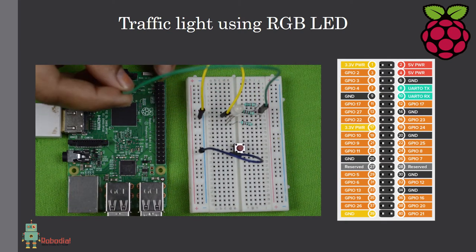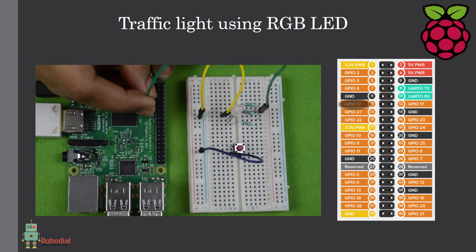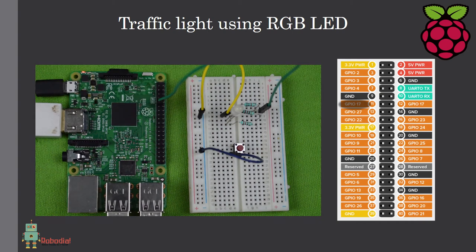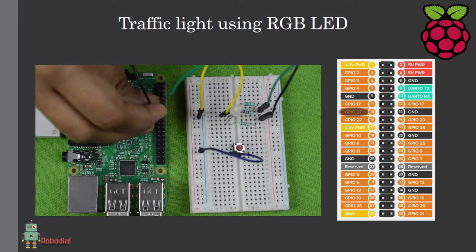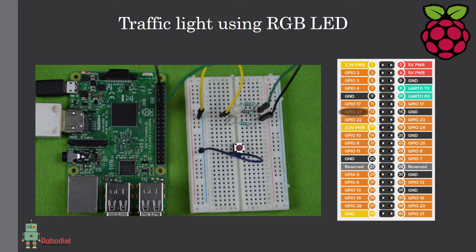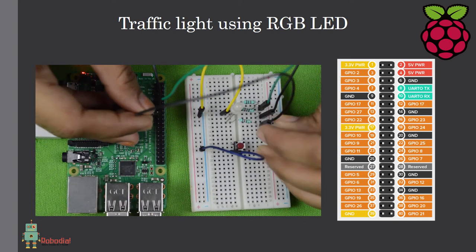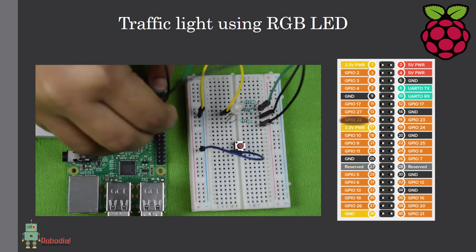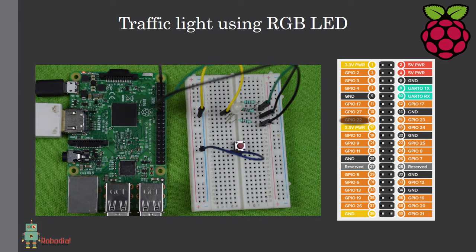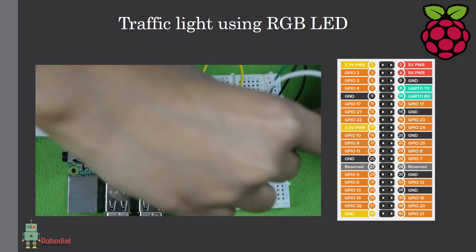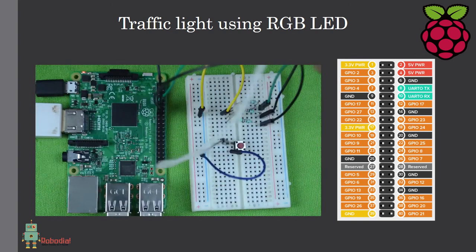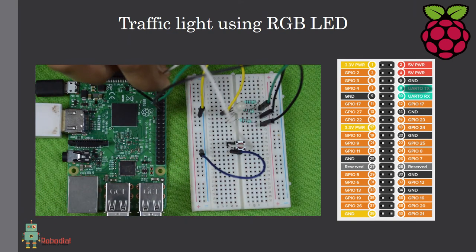Now I am going to connect the red pin with GPIO 17, green with GPIO 27 and blue with GPIO 22. Now connect the push button with GPIO 14.